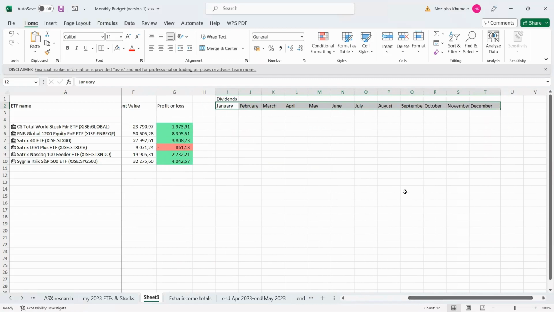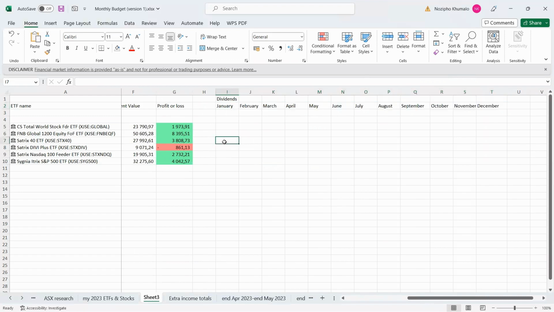So now what I do is I know when some of these ETFs pay dividends, and I put an X in the month that I know these ETFs pay. So for example, Satrix 40 pays in January. So that's an X. They pay again in April. They pay again in July. And the last one is in October. Same applies for Satrix Divi.